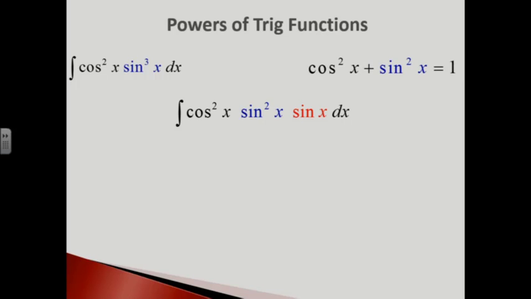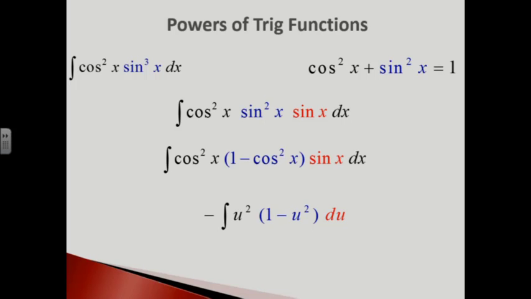Use the identity cosine square x plus sine square x equals 1 to express everything but the term sine x dx in terms of cosine x. Substitute u equals cosine x, du equals minus sine x dx to convert the integrand into a polynomial in u, and integrate using the power rule.